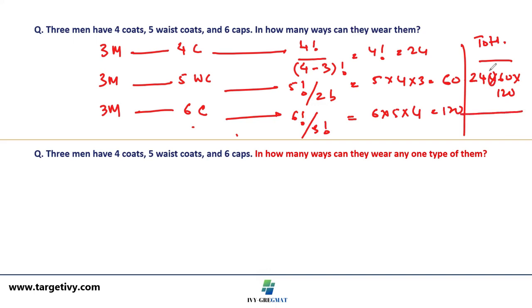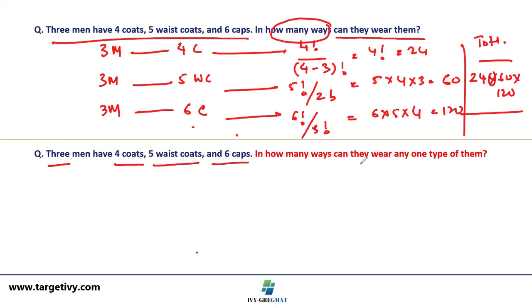Why this multiplication? Because this is the thing: in how many ways can they wear them? It means they are taking everything into consideration. Let's see the next question. That makes it easier. Again, 3 men, 4 coats, 5 waistcoats, and 6 caps. In how many ways can they wear them, if they wear any one type of them? There is a twist here.